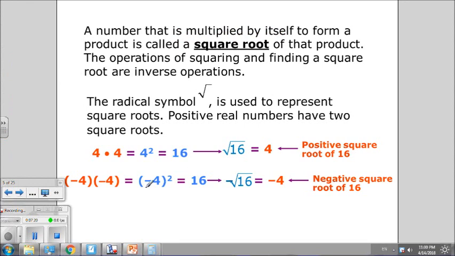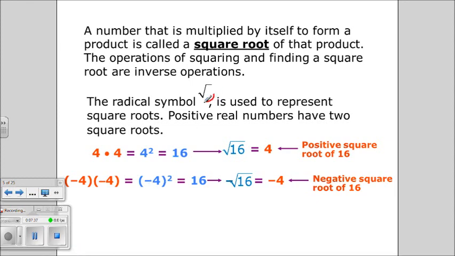A number that is multiplied by itself to form a product, the number is called the square root of that product. We can say that the operations of squaring and finding the square root are inverse operations. This is the radical symbol for the square root. It represents the square root exactly. So don't forget, it's called a radical symbol.